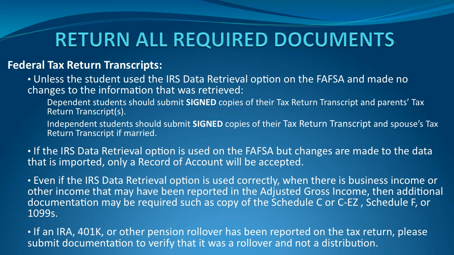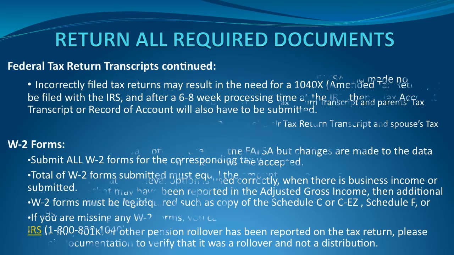Even if the IRS data retrieval option is used correctly, when there is business income or other income that may have been reported in the adjusted gross income, then additional documentation may be required, such as a copy of the Schedule C or CEZ, a Schedule F, or copies of 1099s. If an IRA, 401k, or other pension rollover has been reported on the tax return, please submit documentation to verify that it was a rollover and not a distribution.